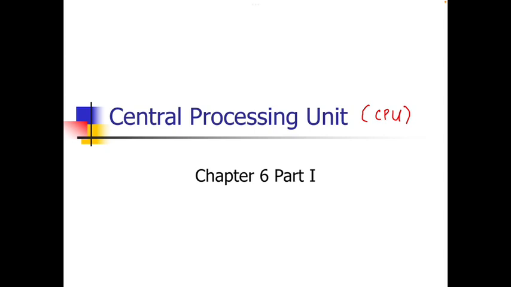So before we start, the CPU in computers can be considered as similar to our brain. As humans, we have a brain to think. And for the laptop or computer, we have the CPU to think. So this is our intro for this chapter 6.